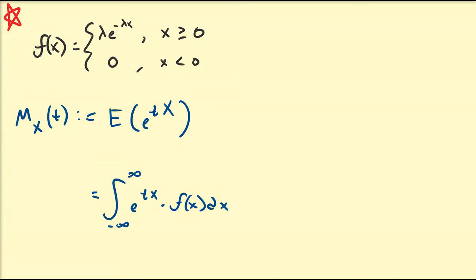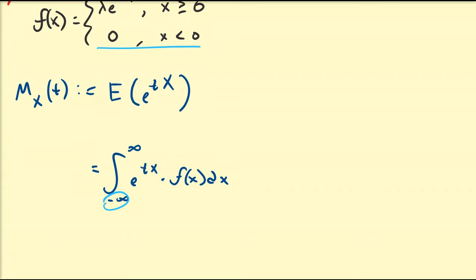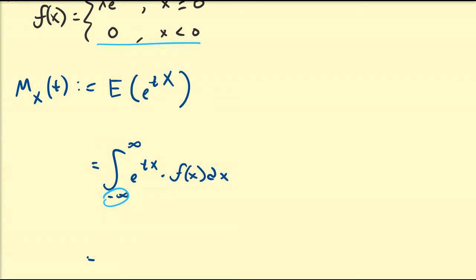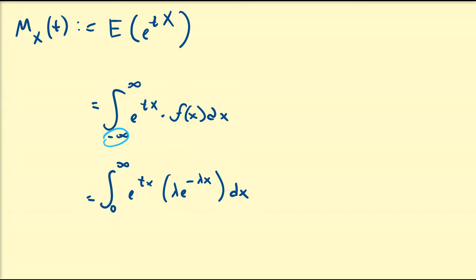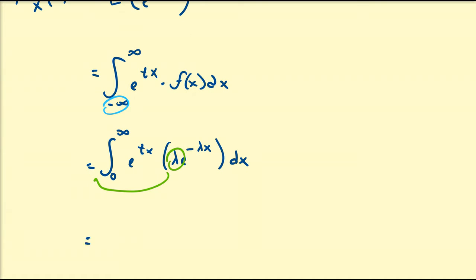So as we already know, this function is 0 on the left-hand side of the real line. So we can rewrite this integral from 0 to infinity since the left-hand side is going to be equal to 0. So this integral then turns into the integral from 0 to infinity of e to the tx times our density function lambda e to the minus lambda x dx. First off, this constant lambda can come outside. So this is just precisely equal to lambda times the integral from 0 to infinity of e to the tx times e to the minus lambda x dx.